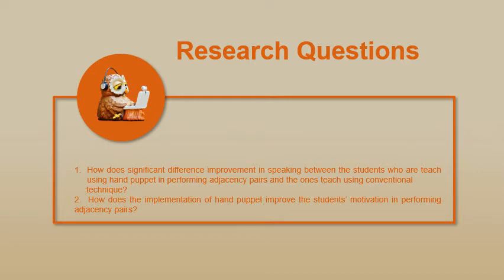Okay, for the research questions, there are two questions. The first is, is there a significant difference in improvement in speaking between the students who are taught using hand puppets in performing agency pairs and the ones taught using conventional techniques? The second is, how does the implementation of hand puppets improve the students' motivation in performing agency pairs?